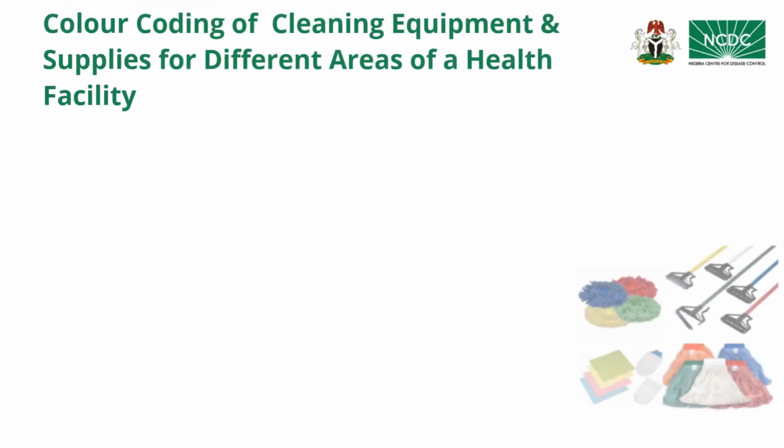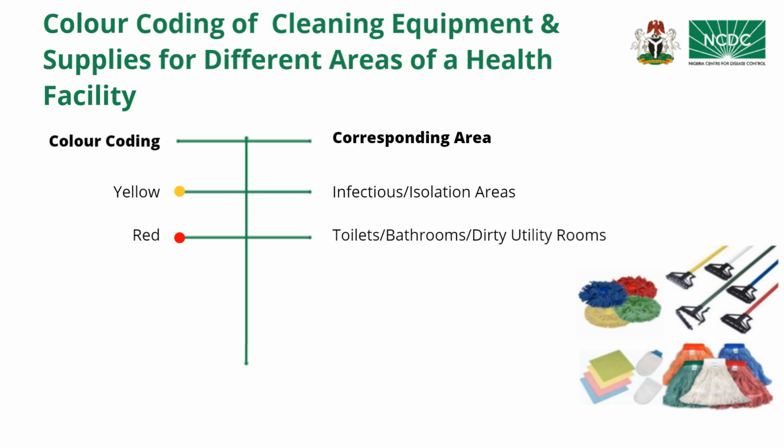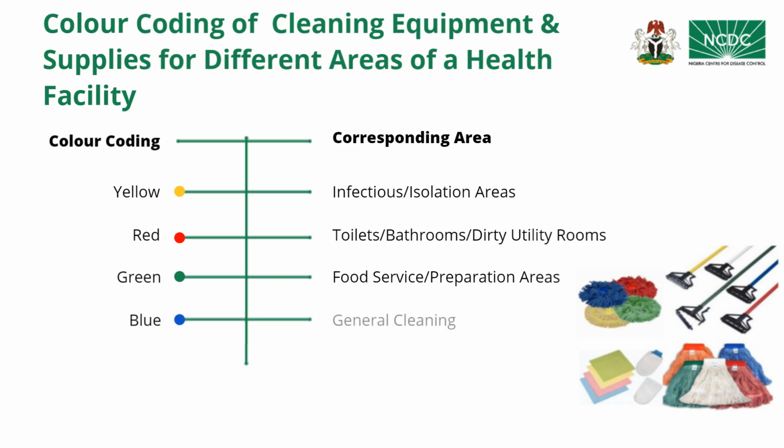A color coding system should be used for cleaning equipment and supplies for different areas of the health facility to prevent cross-contamination. Yellow-colored equipment should be used for the infectious or isolation areas. Red-colored equipment should be used for toilets, bathrooms, and dirty utility rooms. Green-colored equipment should be used for food service and preparation areas. Blue-colored equipment should be used for general cleaning, and white-colored equipment should be used for the operating room or theater.